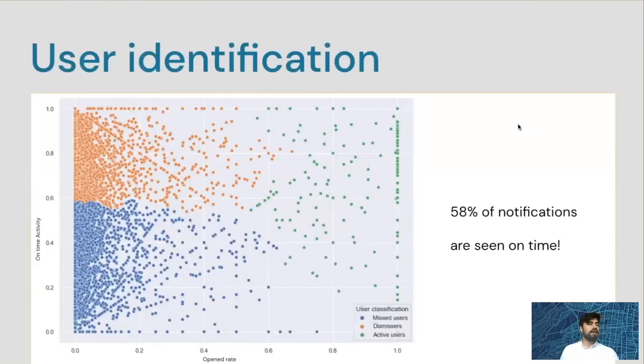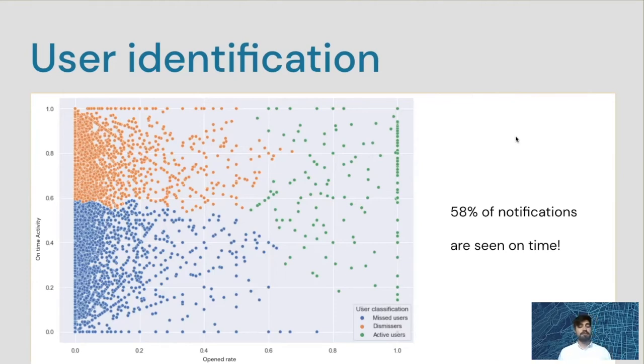So finally, we identified three kinds of users, what we call the missers, the dismissers, and the active users. As you can see here, a big part is missers, which is people that are getting the notifications after the effect or the situation or the incident has happened. So if you heard about a crash 2 hours after the crash has happened, you don't really care anymore. So that's just to give you a better idea.